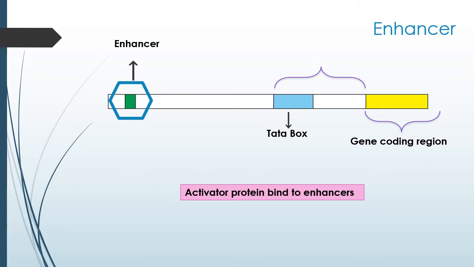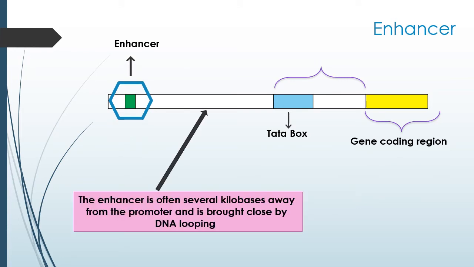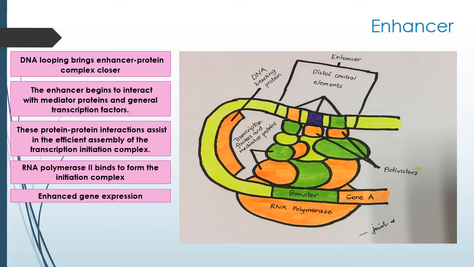So we have here the enhancer, the TATA box, and the gene coding region. For the first step, the activator protein binds to the enhancer. Actually, the enhancer is often several kilobases away from the promoter and is brought close by DNA looping. So, DNA looping brings the enhancer protein complex closer.